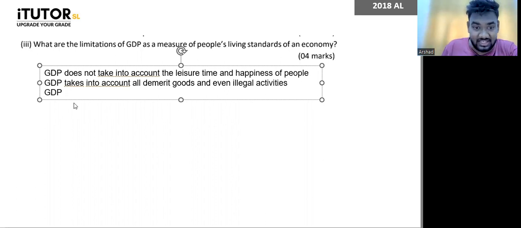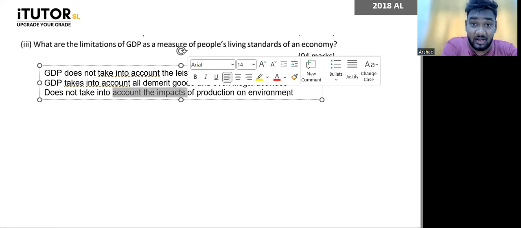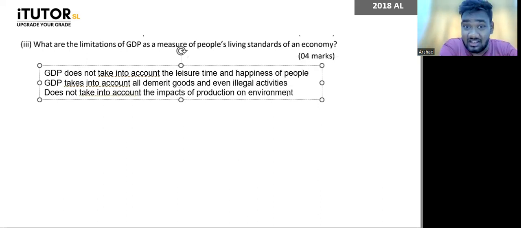Then you can also talk about GDP not taking into account the impact of production on the environment. Something like China might have a very big GDP, but if you look at the environment in China, it's so bad. They are the biggest polluter in the world, releasing so much gas. This is the same even in India, guys. In places like Delhi there is so much pollution, you can't see the sky.